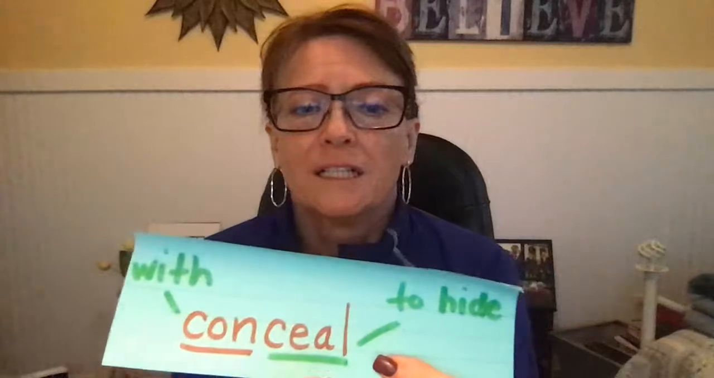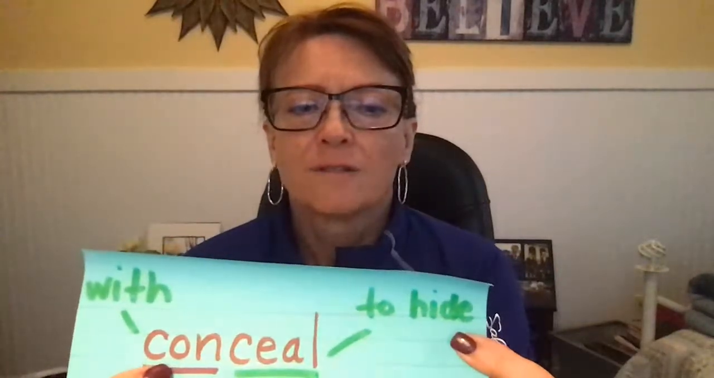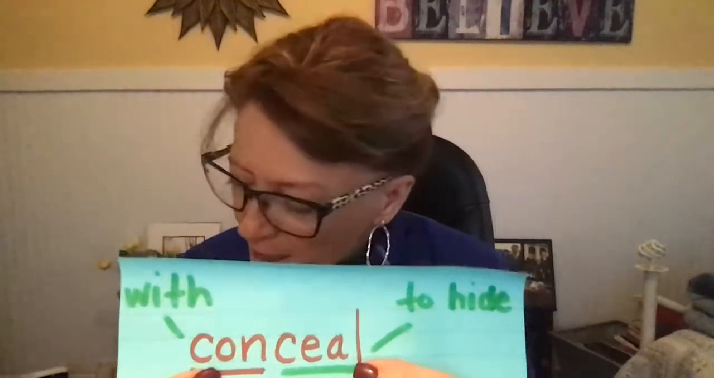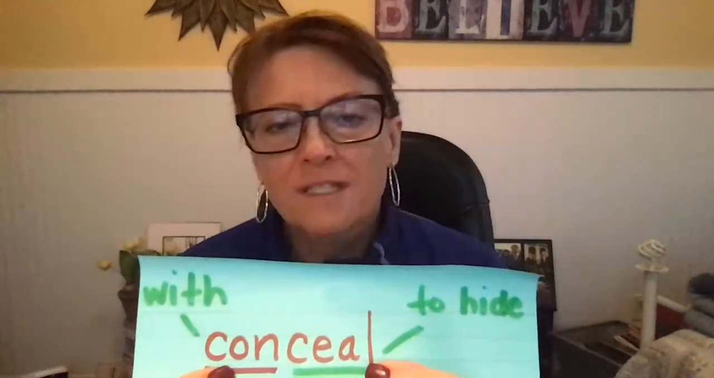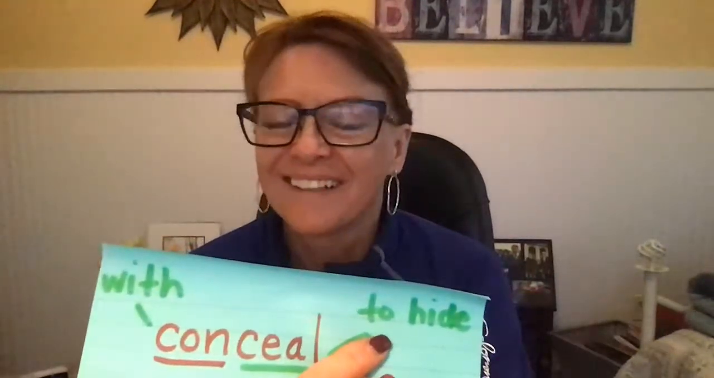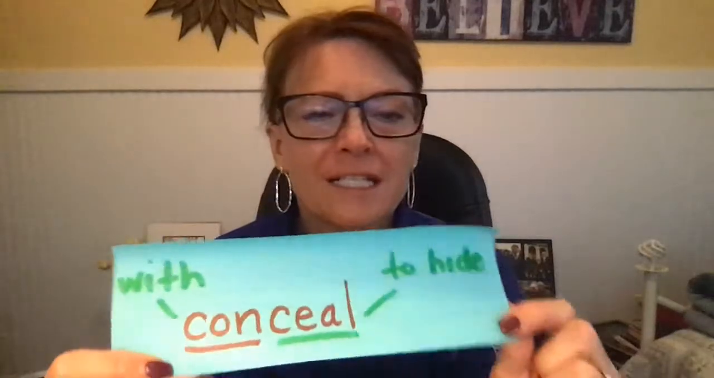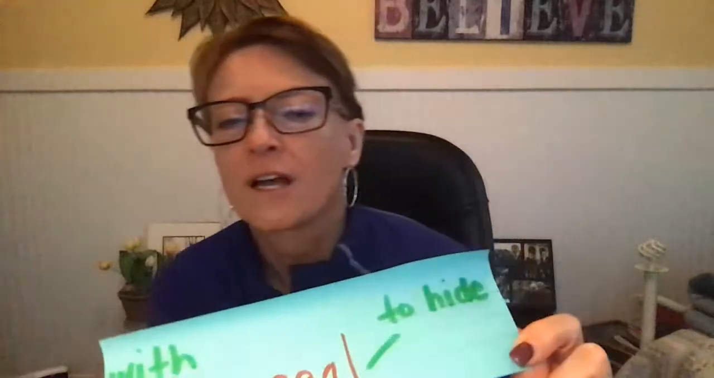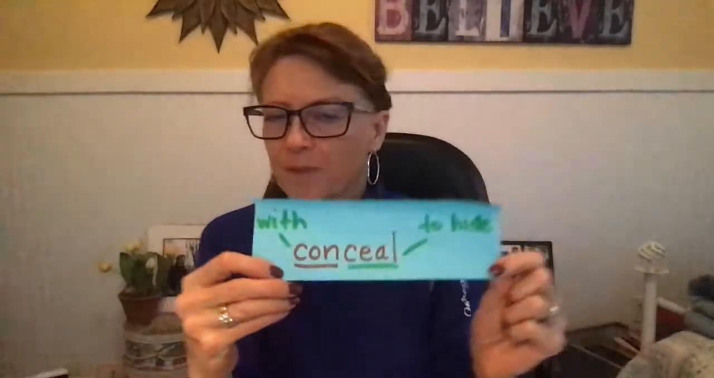The con over here means with. The seal part, which is underlined in green, comes from a Latin word, celare, which means to hide, okay? So we know that conceal has to do with hiding something, with trying to hide. Think about that as we dig into our story and as we see how the author either has us infer that word or maybe even the characters in the story use it.